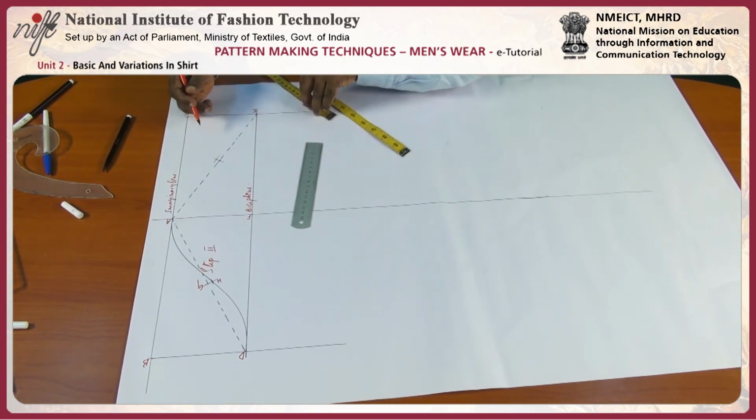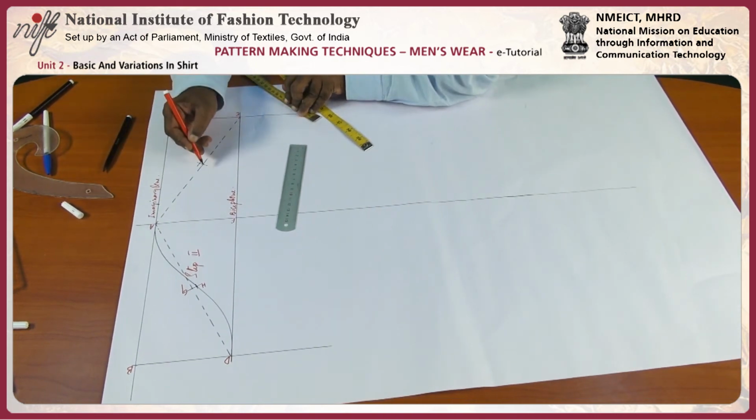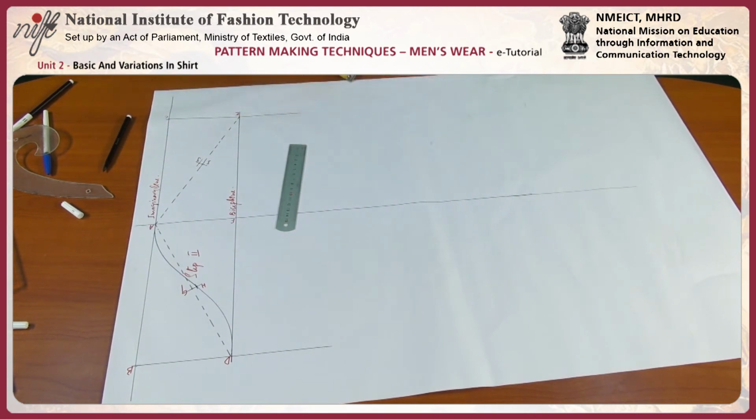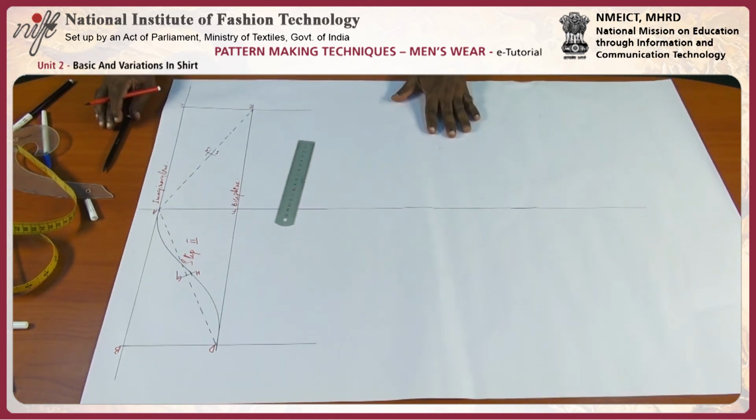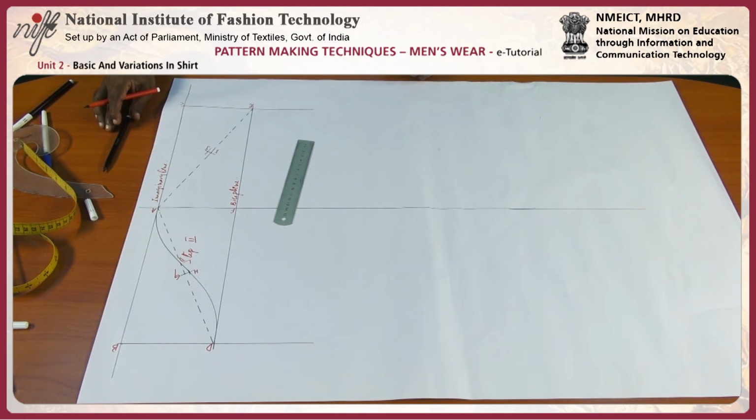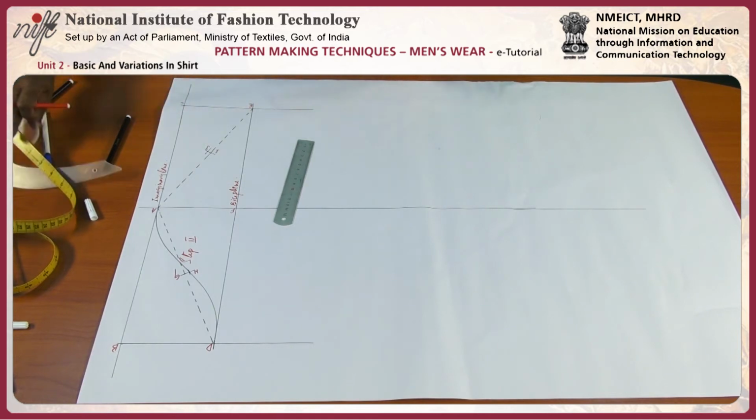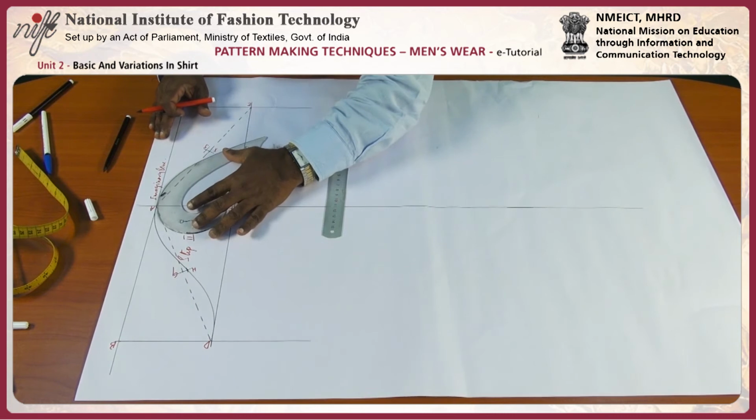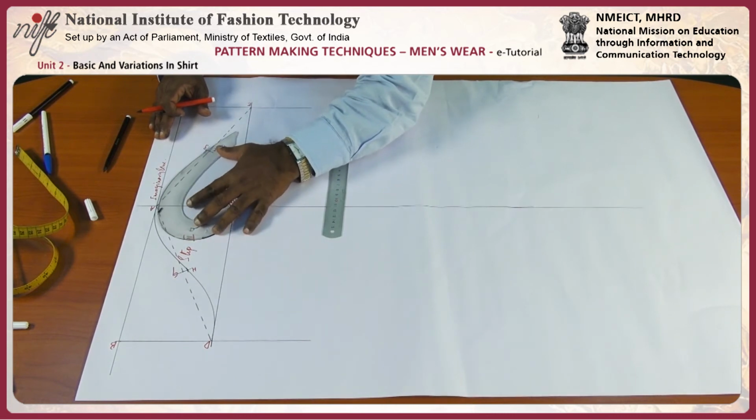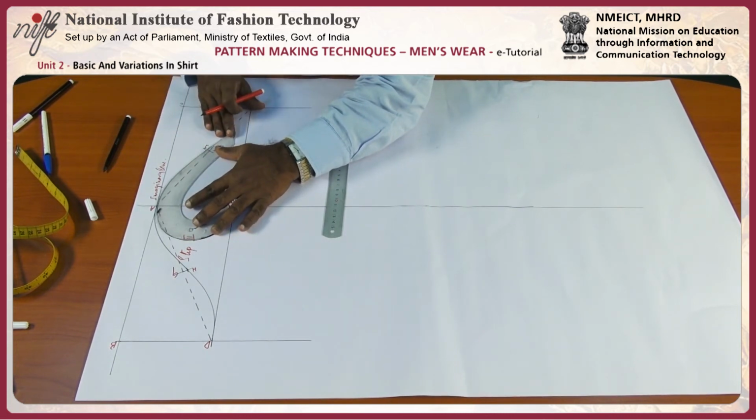This will be I and J. Draw the back armhole curve from A to J and J to E using the French curve as demonstrated. Need to place French curve like this and align to point J.